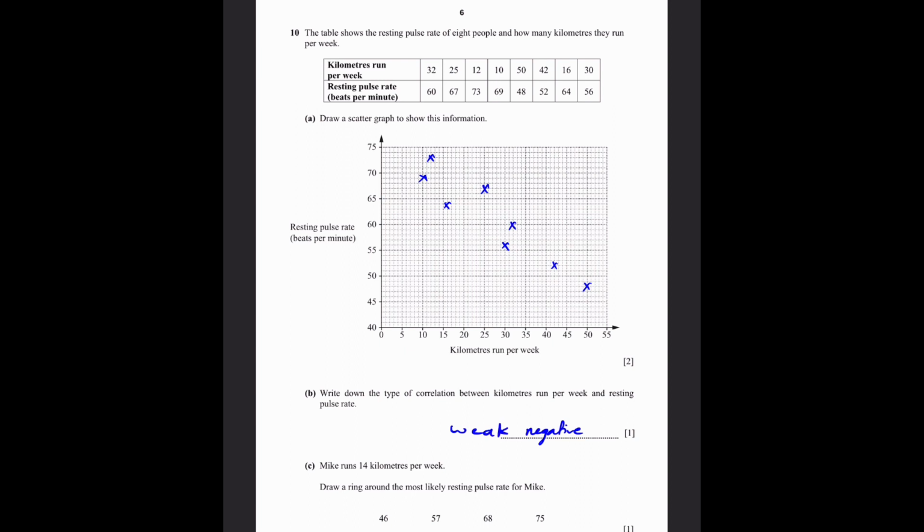C. Mike runs 14 kilometers per week. Circle the most likely resting pulse rate for Mike. 46, 57, 68, and 75. If he runs 14 kilometers a week, his pulse rate should be around here, this area. And which number is in that area? 68, right? 75 is above everything. The other two are below everything. Therefore, the answer is 68.